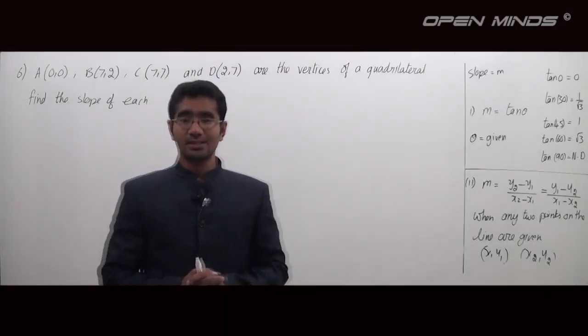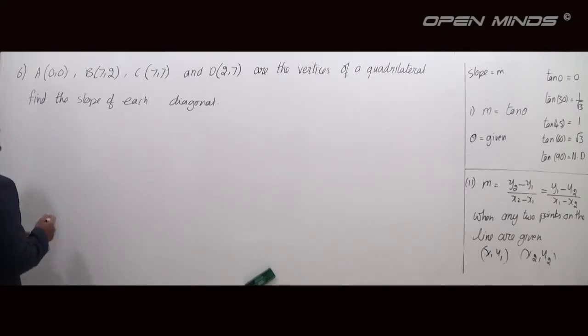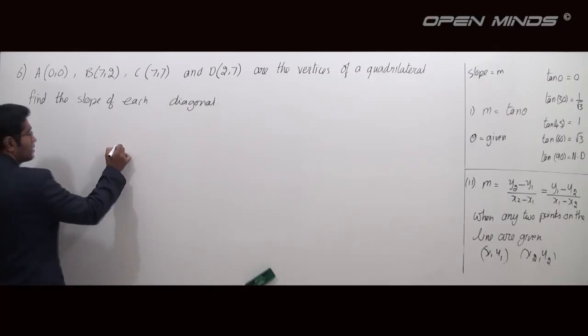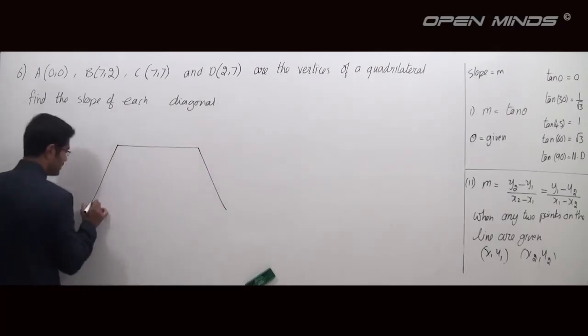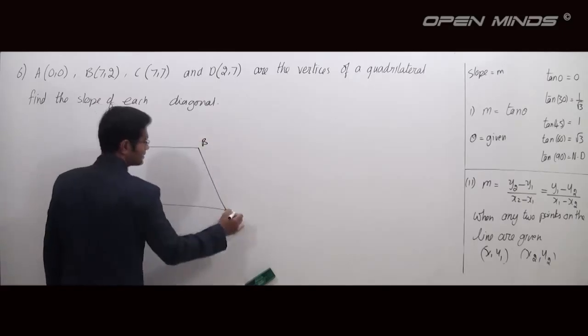Well guys, let's work on the sixth problem, a very easy problem. Let's visualize the problem first. It says A, B, C, D are the vertices of a quadrilateral. So let's just write a quadrilateral somehow with a four-sided figure. Cool, we got this guy. So let's name these guys A, B, C, and D.